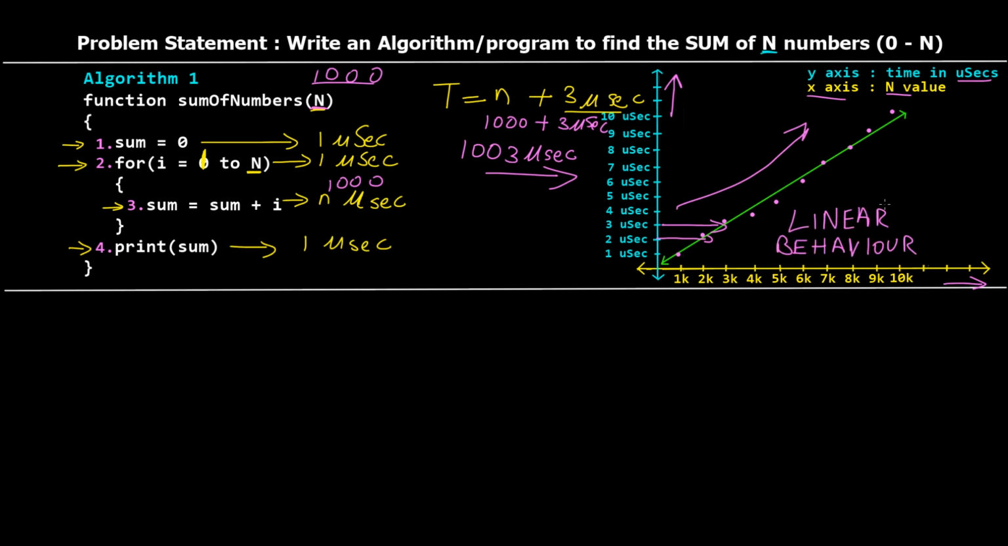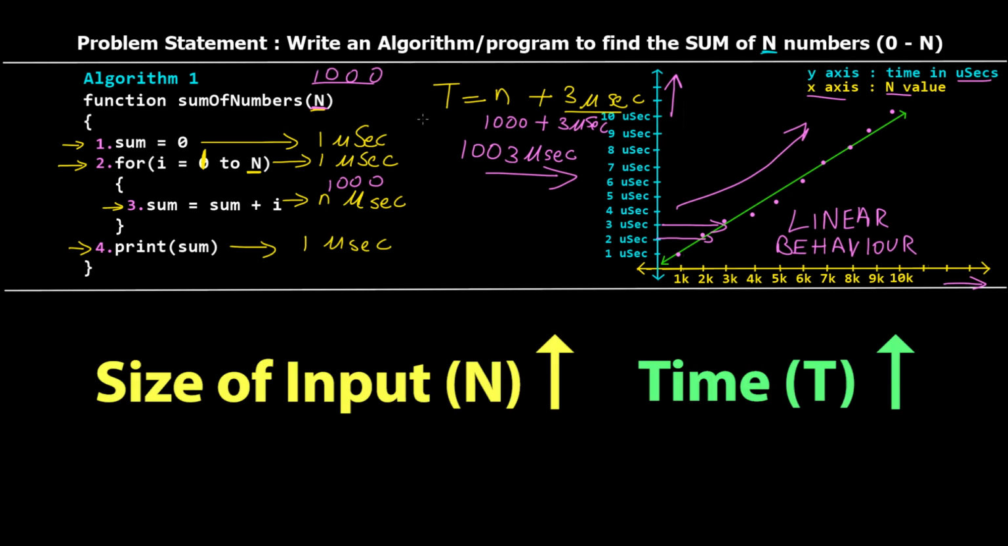So when I say linear behavior, it means that as the size of the input increases, n is representing the size of the input, because n corresponds to the number of times this for loop will run, right? So if n is 10, this for loop will run 10 times. So we have 10 steps.